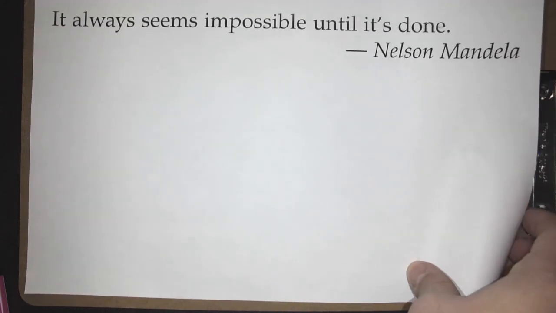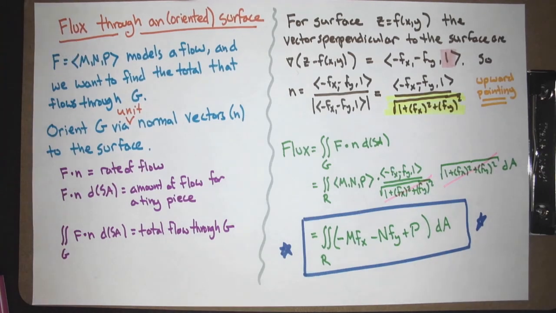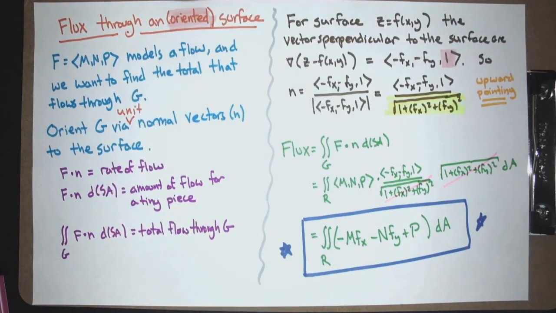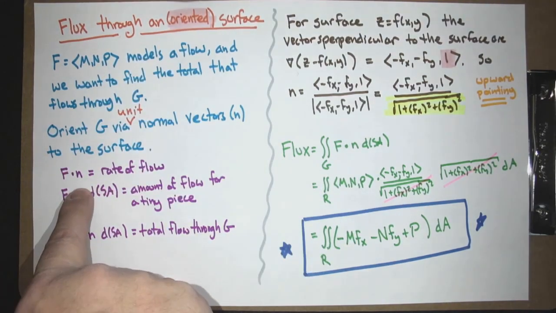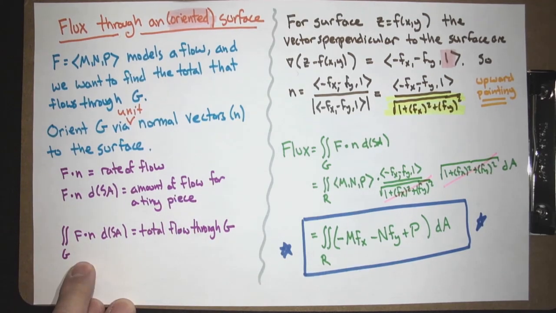Okay. Well, I'm going to throw up a slide really quickly, although given the discussion we just had, we don't need it. But this is just a reminder of when we talk about flux through a surface, we're talking about flux through, in particular, I want to emphasize an oriented surface. So the surface has a top side and a bottom side. And we have a flux flowing through our surface. And we said, aha, well, if F is modeling our flow, F dot n is the rate of flow at a point, F dot n dS is the amount of flow at that point, and then we add them up.